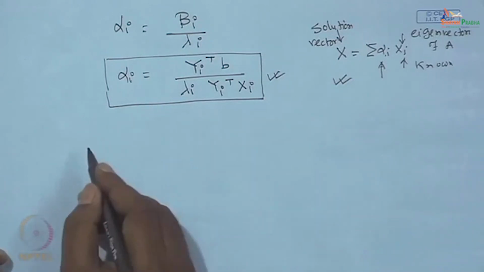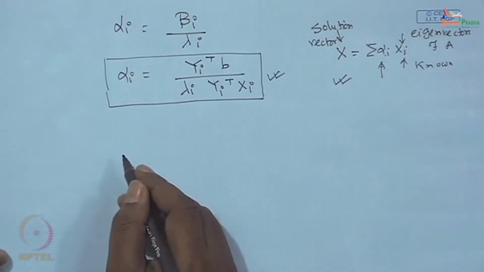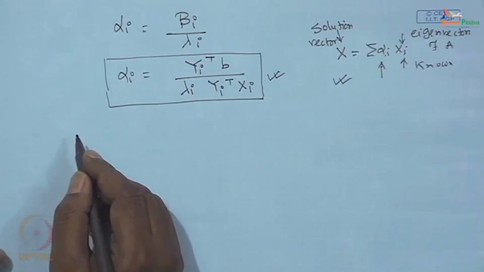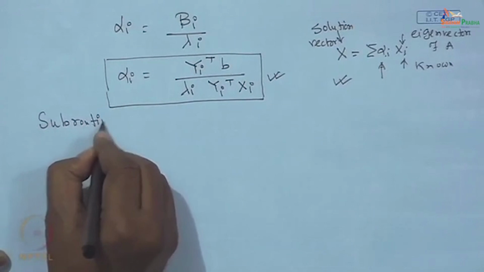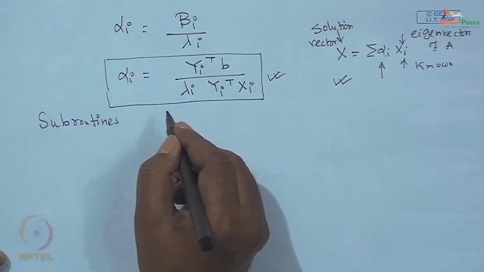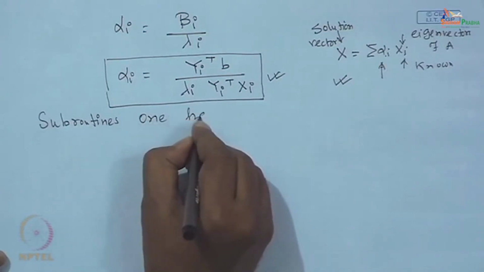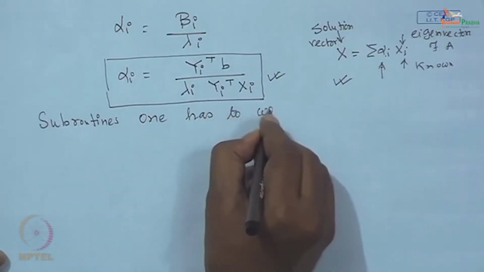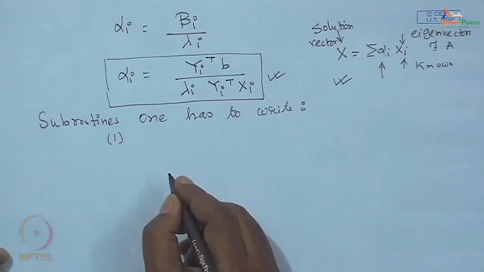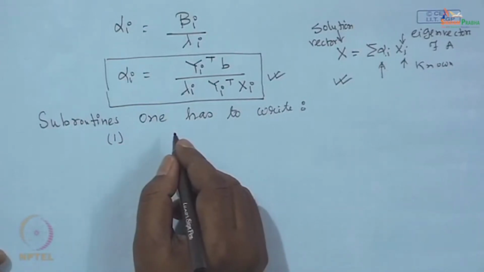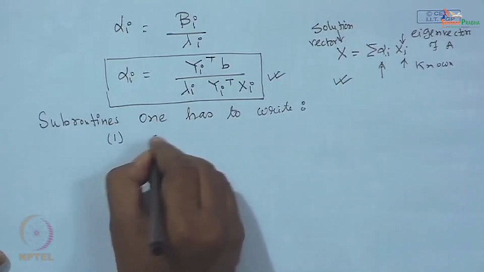So, this is an elegant way of getting the solution of a set of algebraic equations. Let us look into the different subroutines one has to write to solve this problem numerically. The first one is a subroutine to get the eigenvalues.